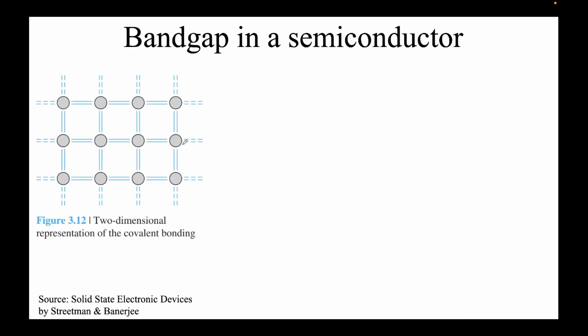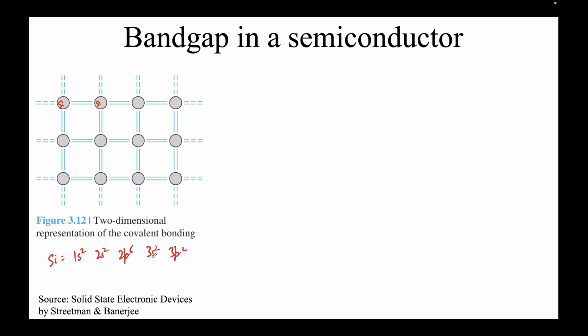So what is a bandgap in a semiconductor? You can simply understand that this is a simple drawing taken from Streetman and Banerjee. This is a 2D picture of the silicon atom. Each of these is a silicon atom. If you recall, silicon's atomic number is 14. That will be 1s2, 2s2, 2p6. That's 10.